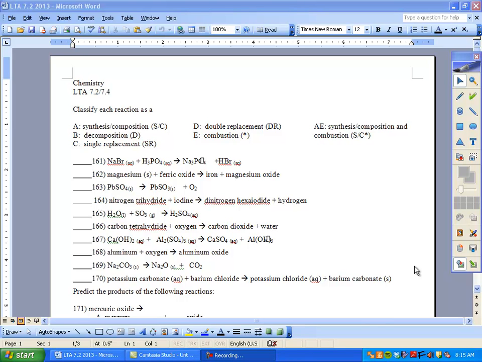Well, hi there, this is Mrs. Sharp, and I'm going to take a moment to go over your LTA that you took on 7.2, classifying reactions and predicting reactions, and 7.4, using the law of conservation of mass to balance equations.